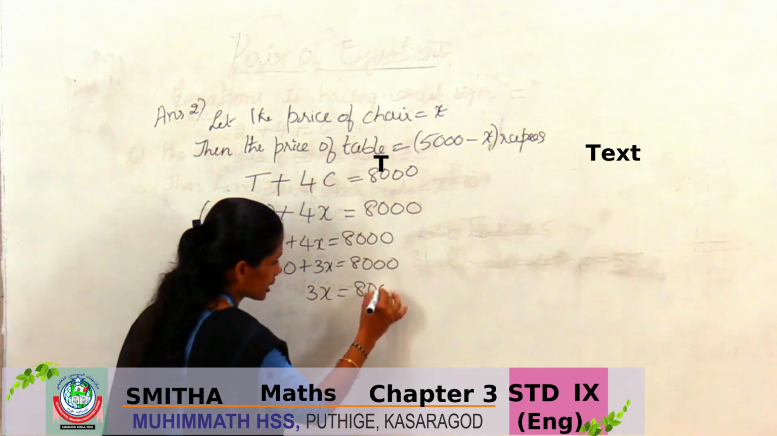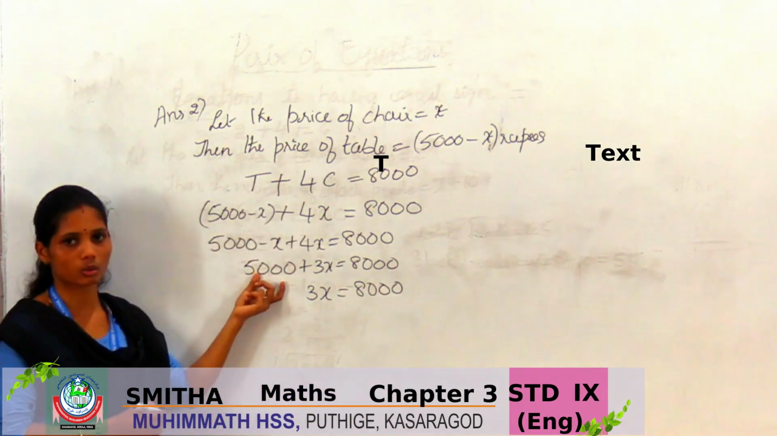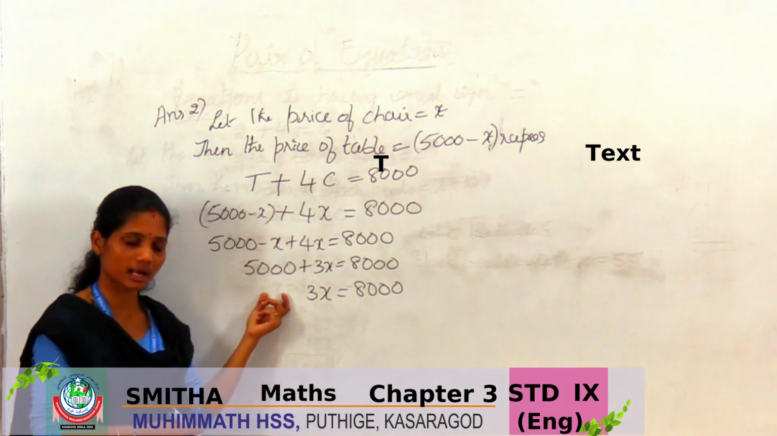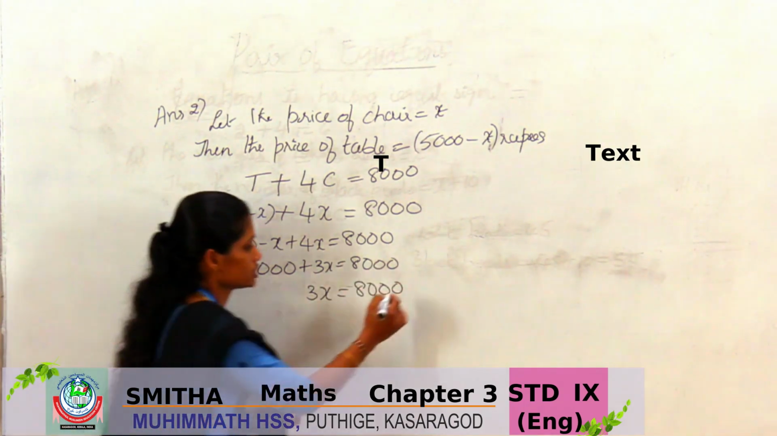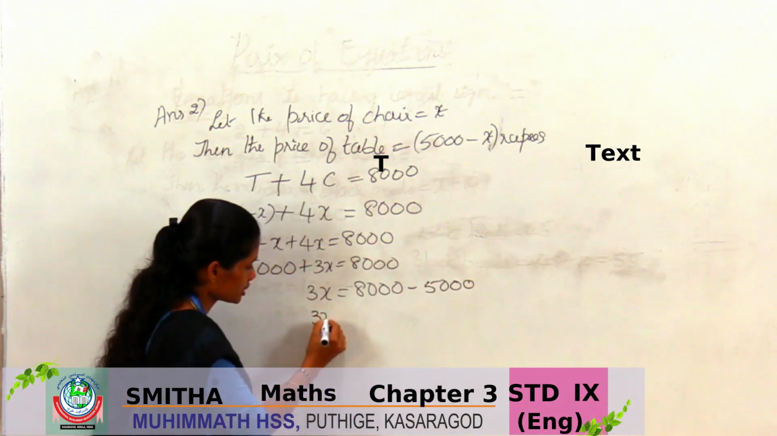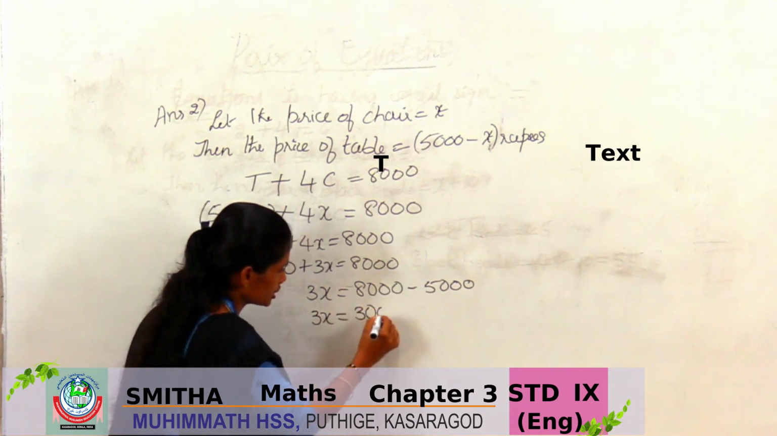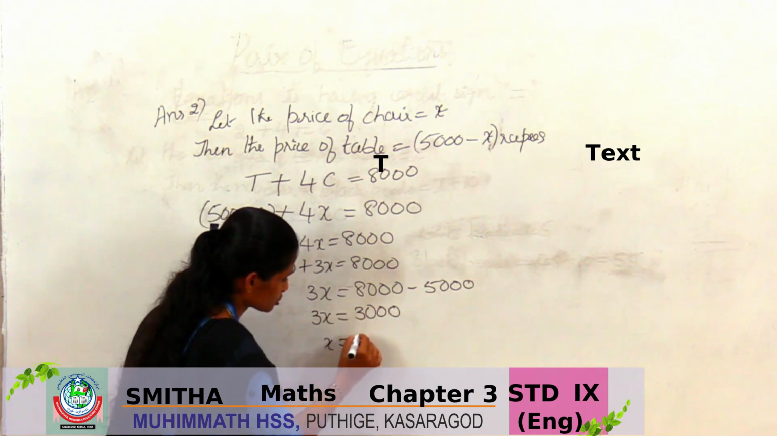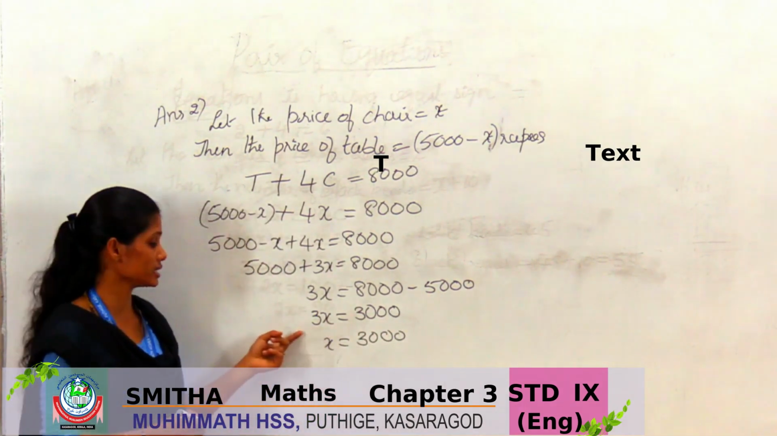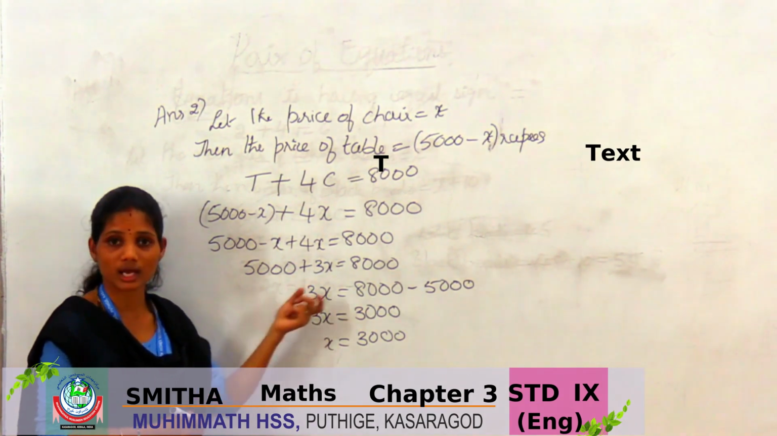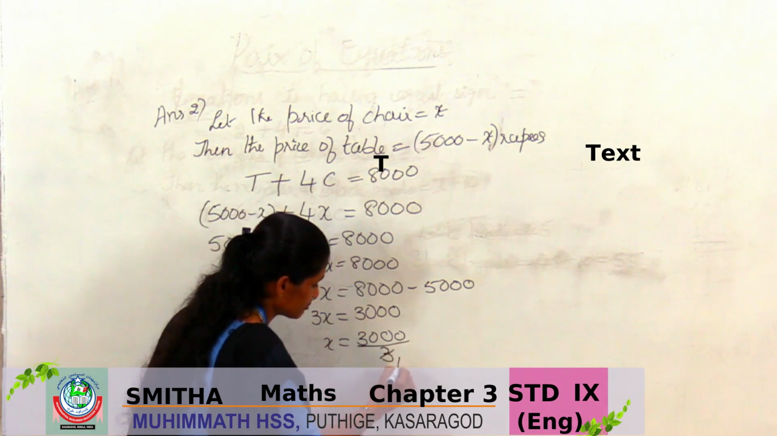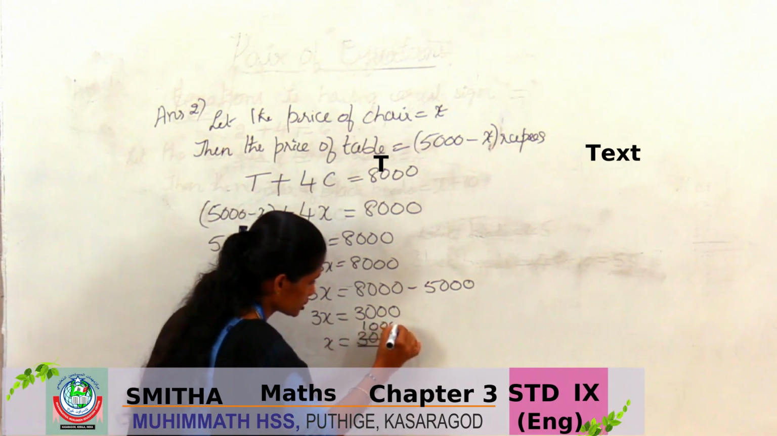3x plus 5,000 equals 8,000. Transpose or shift it to the right hand side. Plus 5,000 becomes minus 5,000, the sign changes from plus to minus. 3x is equal to 3,000. This 3 is multiplied here, so when you transpose it to the right hand side, it becomes division. So divided by 3, 3 ones are 1,000.